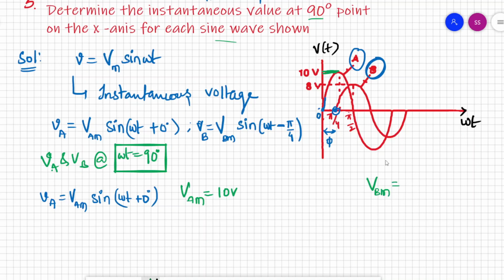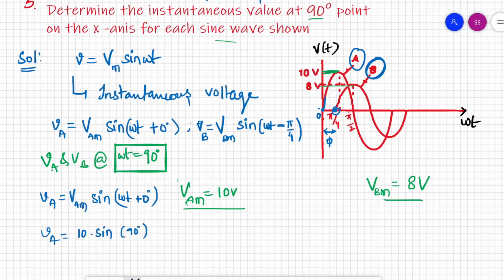the peak value of B waveform? That is 8 volts here. It is 8 volts. You can observe the waveform here. We can find the peak values, which is the maximum value of that sinusoidal waveform. Okay, so VAM is 10 volts and VBM is 8 volts. Now let us substitute VAM in our instantaneous value, that will be 10 sine. What is the omega t we need to substitute? That is 90 degrees here.